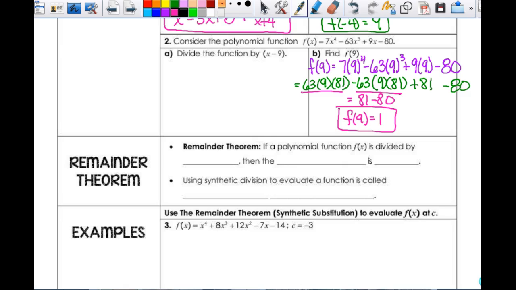Now, could I split this up differently? Yes, and it all depends on what's going through your brain. This is not the way I originally did it. I originally did this, but then here I know what 9 cubed is.